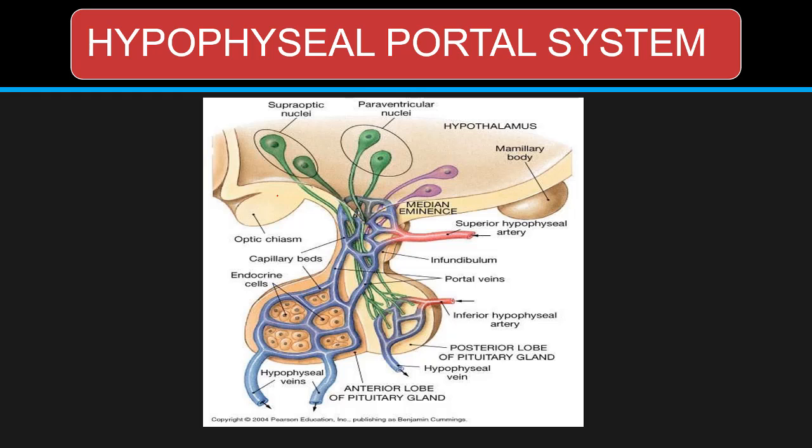This is the hypophyseal portal system. This is the superior hypophyseal artery. These are the portal veins. This is the inferior hypophyseal artery. This is the hypophyseal vein emerging from the posterior lobe of the pituitary gland. These are also hypophyseal veins from the anterior lobe of the pituitary gland. These are the capillary beds. So this is the hypophyseal portal system.